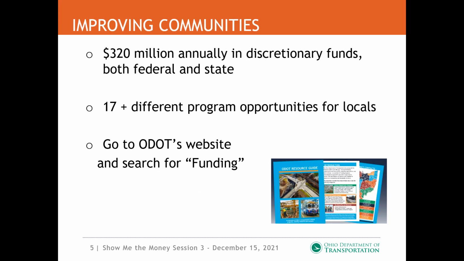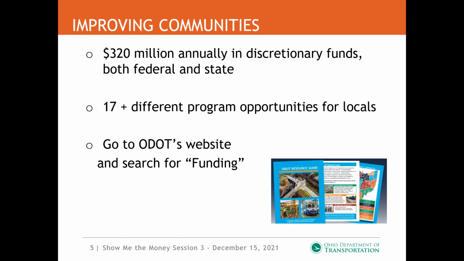So what does the big picture look like? Typically on an annual basis, the department has about $320 million of discretionary funds. These are both federal and state funds that become available to locals. This isn't directly just for roads. We have aviation and transit. We provide some to our MPOs and RTPOs, and then we fund a lot of bridges, roadways, intersection improvements, small city projects, bikeways, and pedestrian projects as well. We have about 17 different program opportunities for locals.